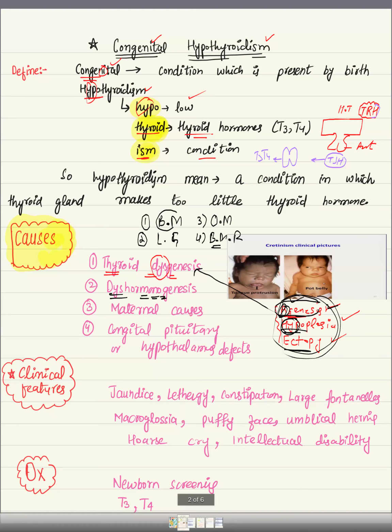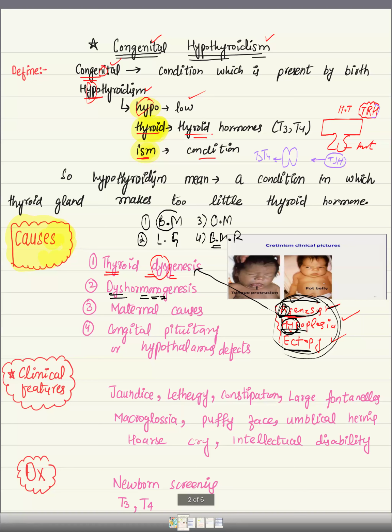Another important clinical feature is constipation. Why is the baby going to get constipation? First of all, just remember T3 T4 levels are very important for GIT motility. If you want to have good GIT motility, you need T3 T4. But in case of hypothyroidism, the baby is not going to have T3 and T4. His GIT motility is not working, so it will lead to constipation. So just remember that point.